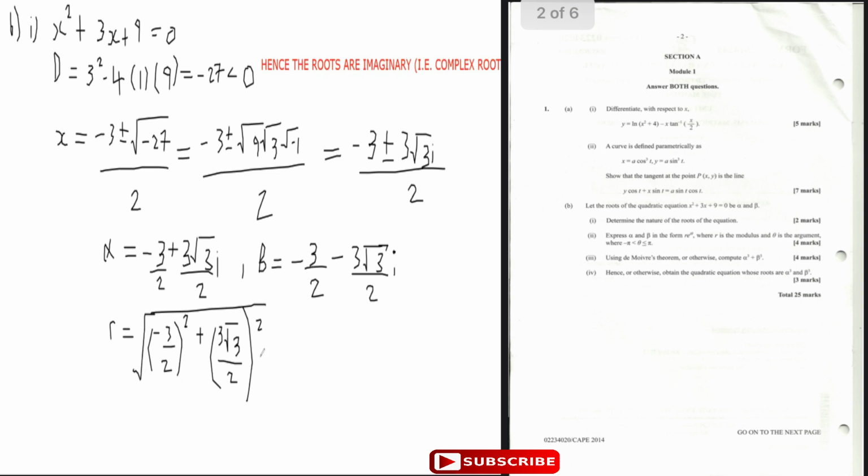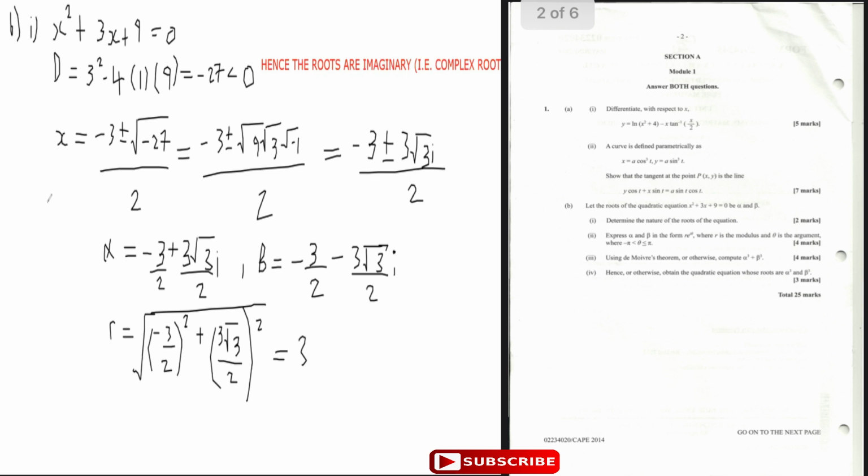Let's put this in my calculator. Minus 3 over 2 squared gives 2¼, plus 3 root 3 over 2 squared, which is 6¾. Adding 6¾ and 2¼ I get 9, and the square root of 9 is 3. So r equals 3. If r is 3 for alpha, r is also 3 for beta. The only difference is that they're going to have different angles.